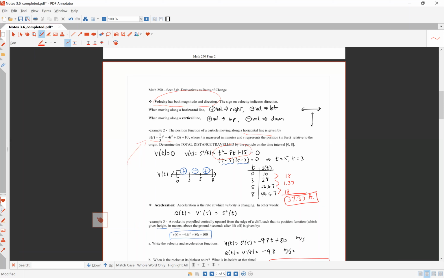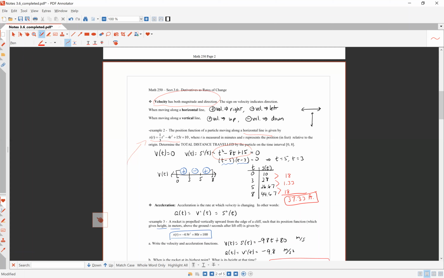So actually, we change directions and start going to the left. Then at 5 minutes, that's where the velocity is 0 again. We're turning around and we start going to the right. I just want to emphasize that a 0 velocity doesn't necessarily mean we're changing directions, but in this problem, it does. We'll learn more about that in chapter 4.